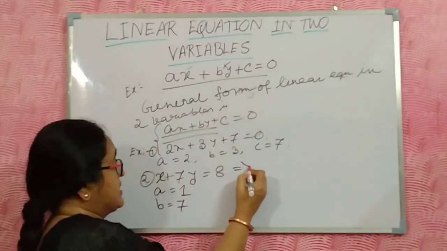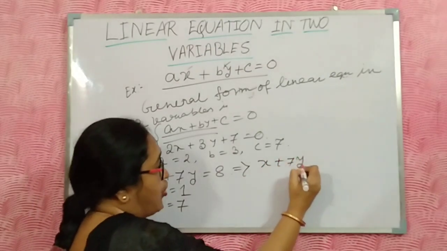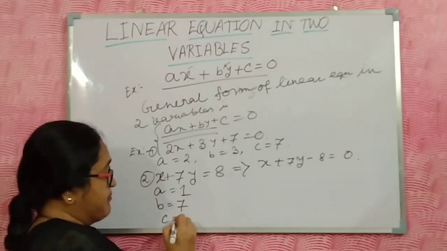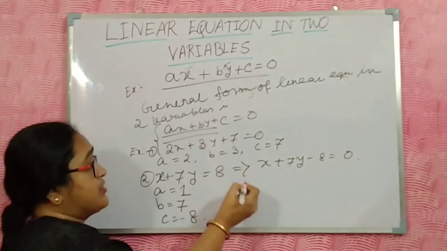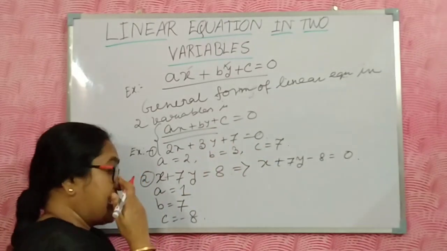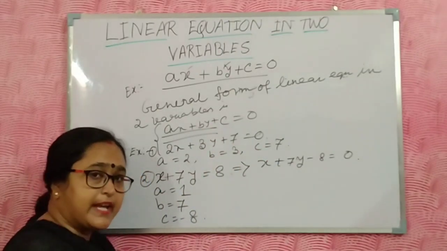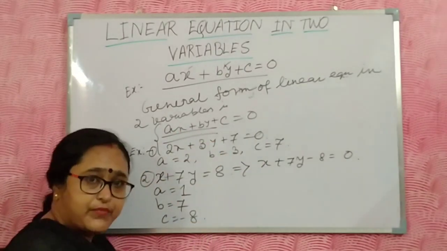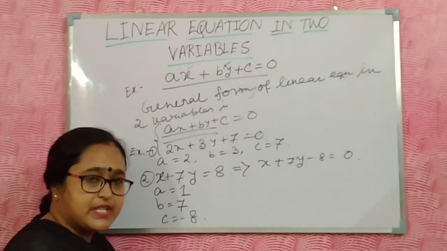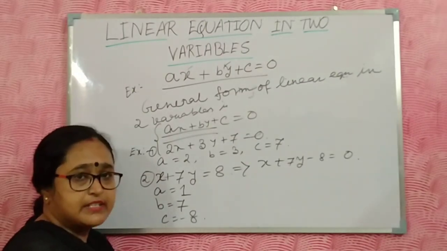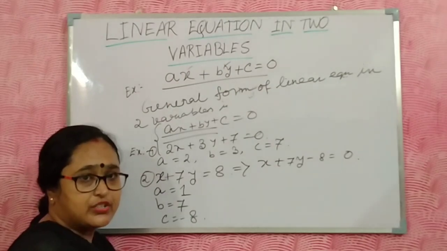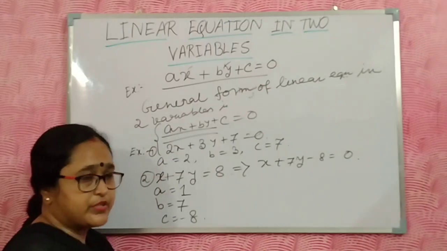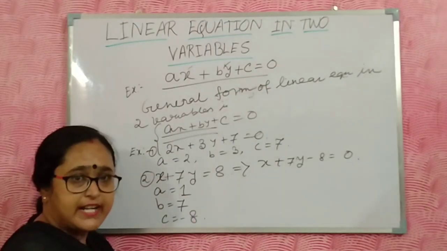And 8, we convert this equation so that all the terms are on the left hand side. Now c becomes minus 8. Compare to this equation and you will get the values of a, b and c also. This is the general form of the linear equation in two variables. Before we go into the next part of the video, just pause it and write down.